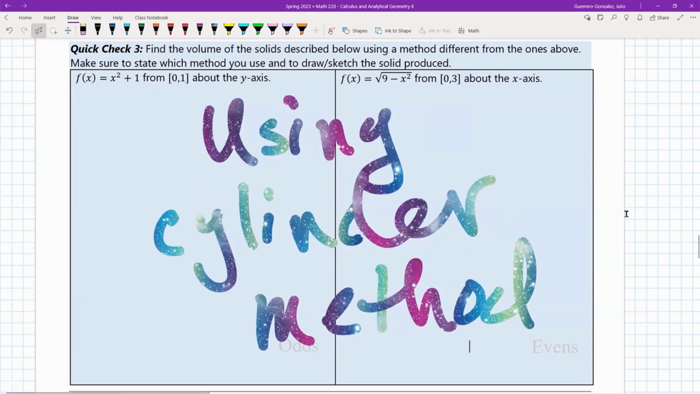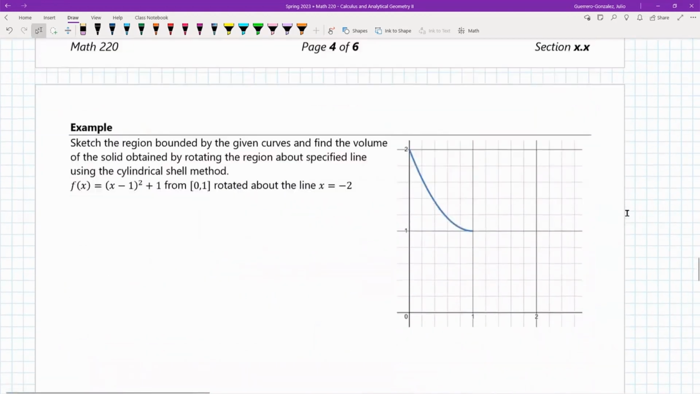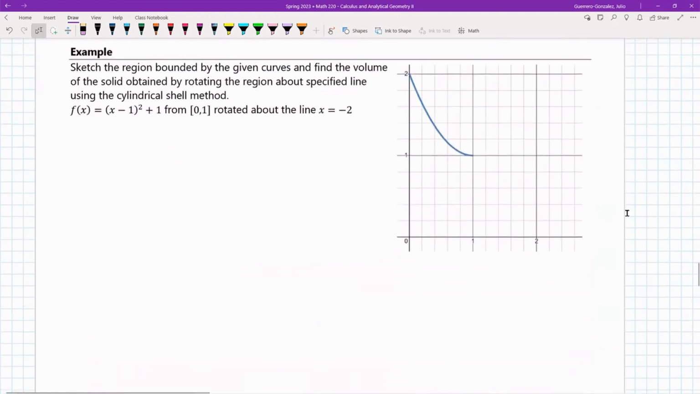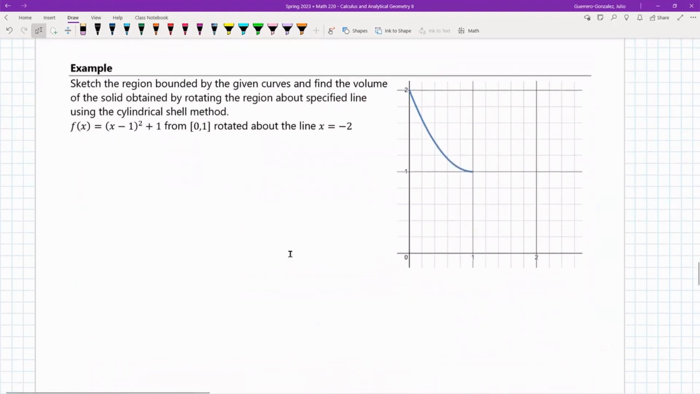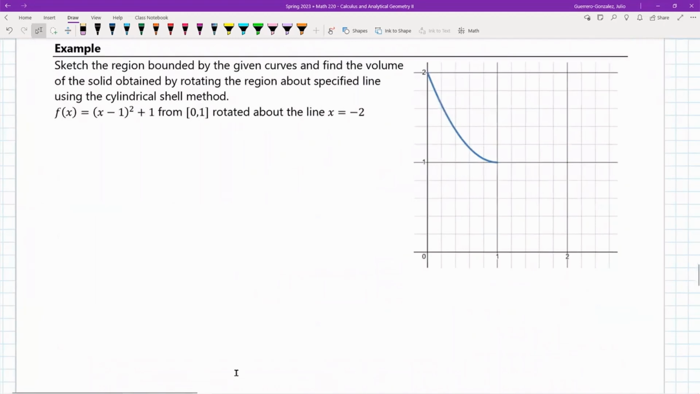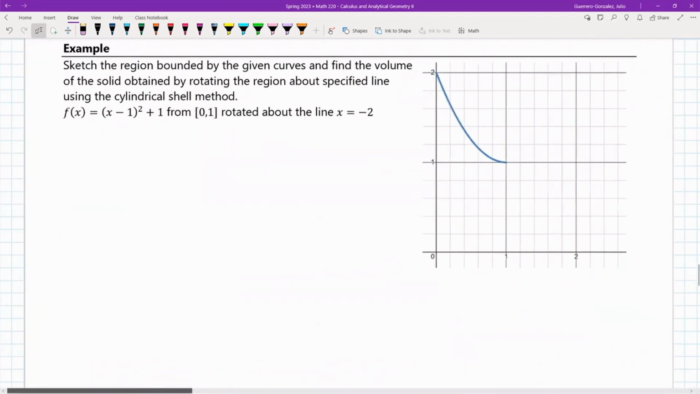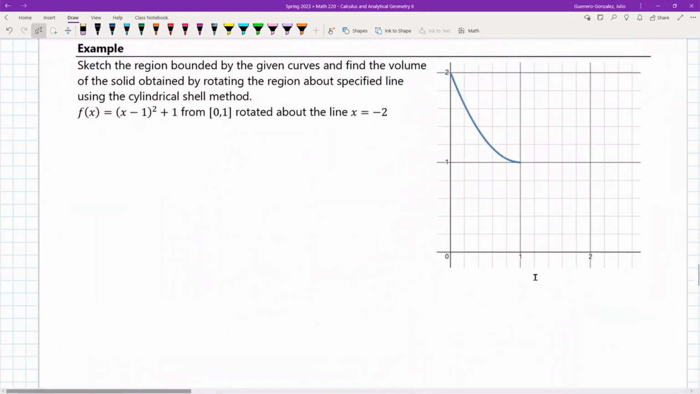So moving on, there's one type of volume that I haven't shown you guys yet, and that's when it's sort of offset, when the center is not one of the x or the y axes. That's the one I want to cover with this one right here. I want to sketch the region bounded by the given curve and find the volume of the solid that's obtained by rotating the region about that specified line. And I want to use specifically the shell method to do it.